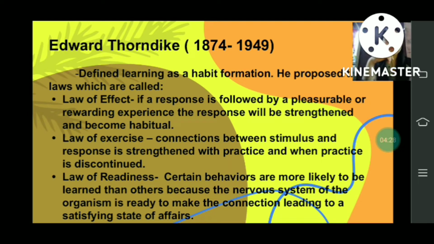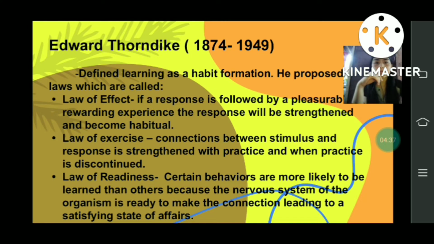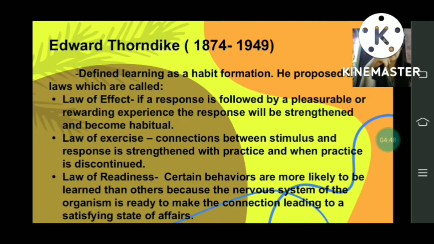Edward Thorndike defined learning as habit formation. He proposed three laws which are called law of effect, law of exercise, and law of readiness. In the law of effect, a response followed by a pleasurable or rewarding experience will be strengthened and become habitual.